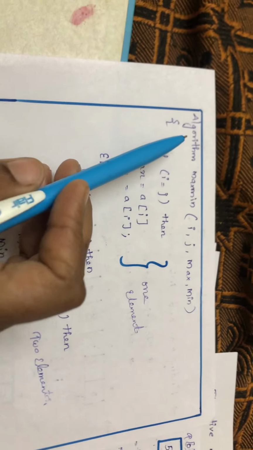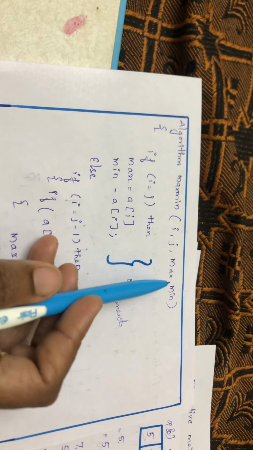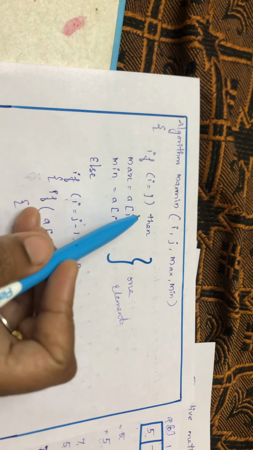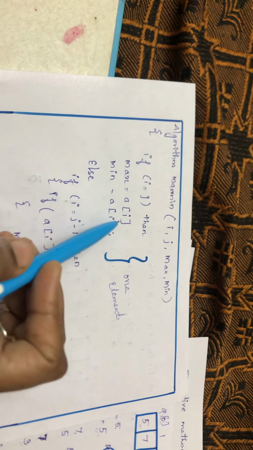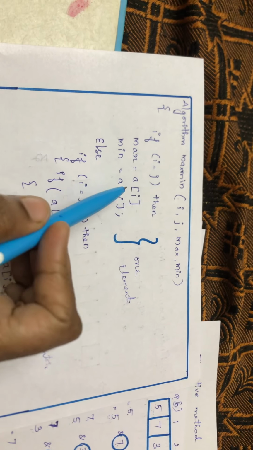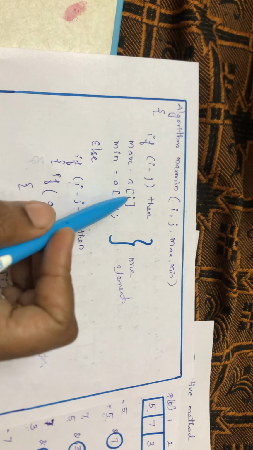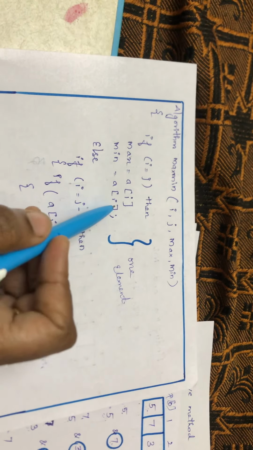This method's algorithm is MaxMin(i, j, max, min). In this example, there is only one element, which means this case will work out. I equal to j means there is only one number, so this number will be both the max as well as the min. There is only one element.